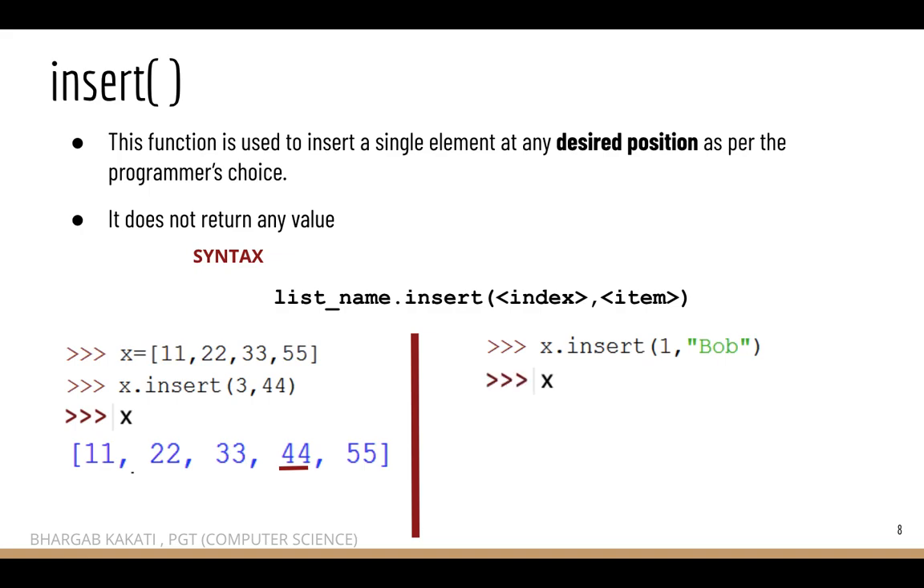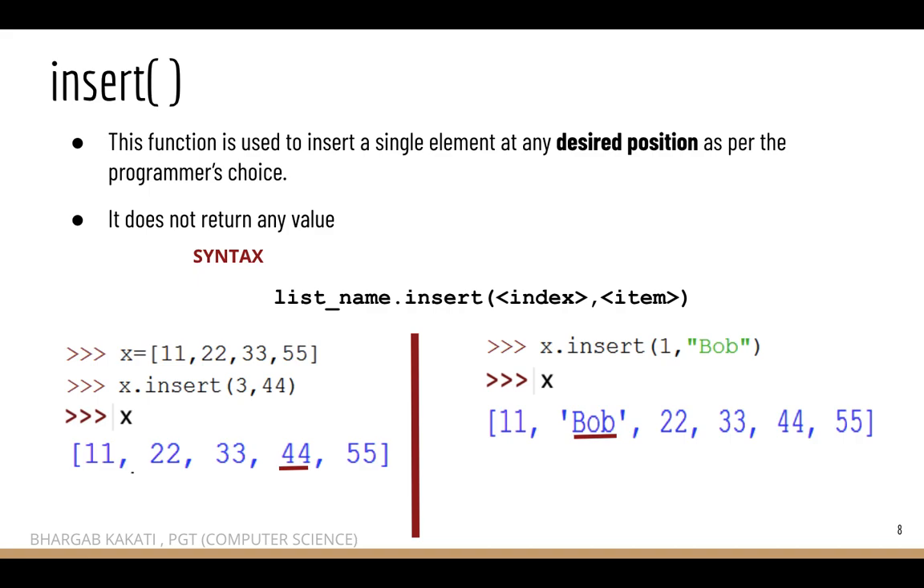Now as I press enter, what will happen? You will find that Bob is being inserted at the index 1. If you count, 0, 1. Alright. So if I want to add an element at any desired position as per my choice, then I'll be taking help of the insert function.